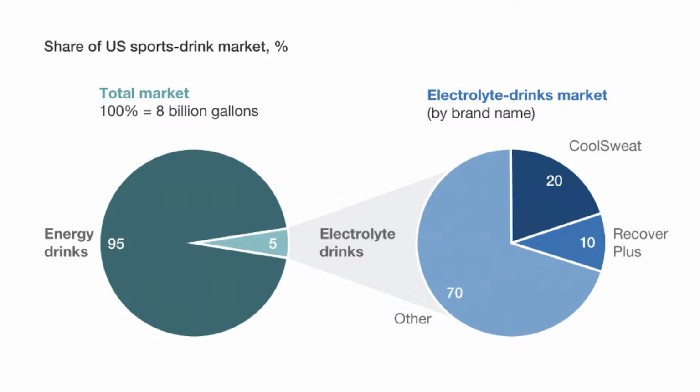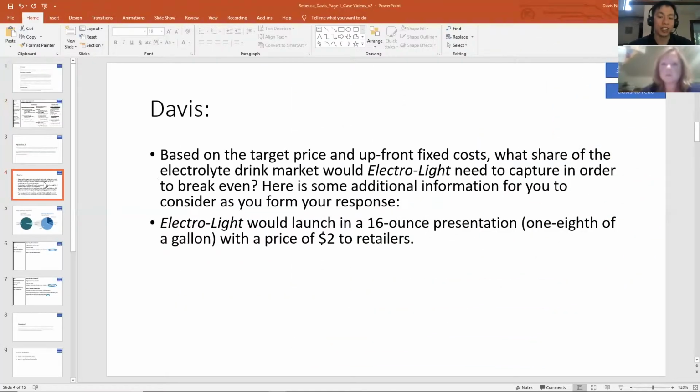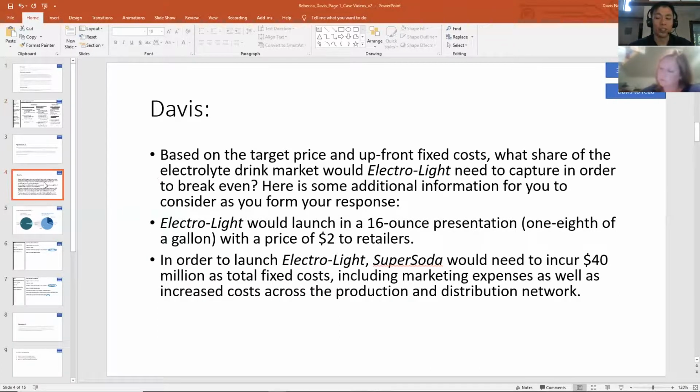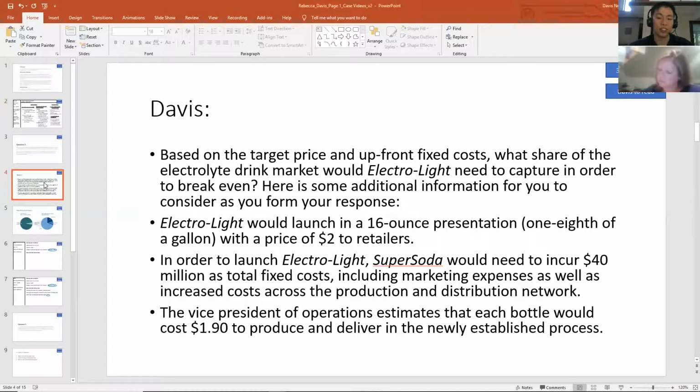The question we have for you is, based on the target price as well as the upfront cost, what share of the electrolyte market would we have to capture in order to break even? Here is some additional information to consider. First, electrolyte would launch in a 16-ounce presentation, about 1/8 of a gallon, with a price of $2 to retailers. To launch electrolyte, Super Soda would need to incur a one-time upfront $40 million in fixed costs, which includes the marketing expenses as well as the increased costs to enhance our production and distribution network. And third, the vice president of operations estimates that each bottle would cost about $1.90 to produce and deliver within this new process.